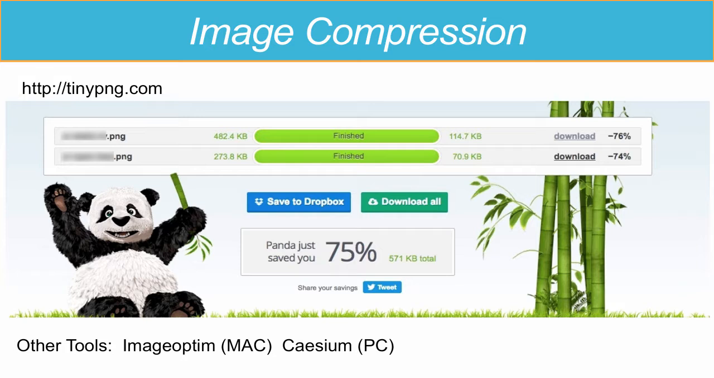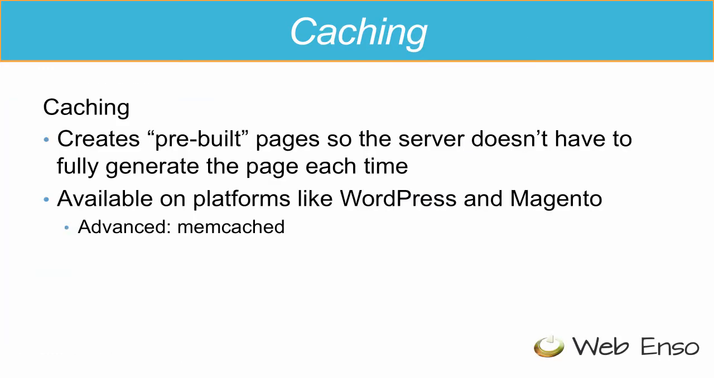And with these two images that I've uploaded here, this is a screenshot. This tool has saved me 571 kilobytes. Other tools that do a pretty good job are ImageOptim on the Mac and then Caesium on the PC. So check those out.